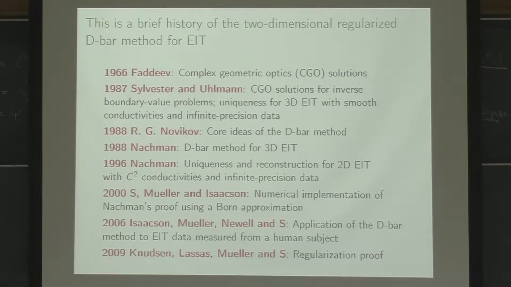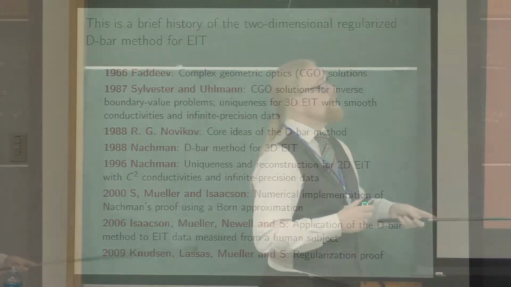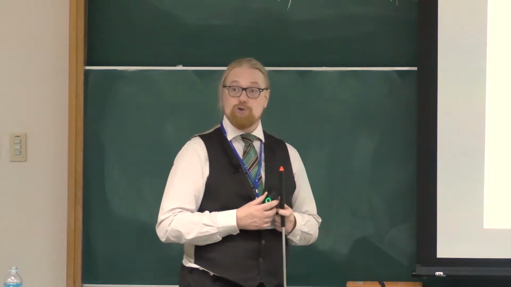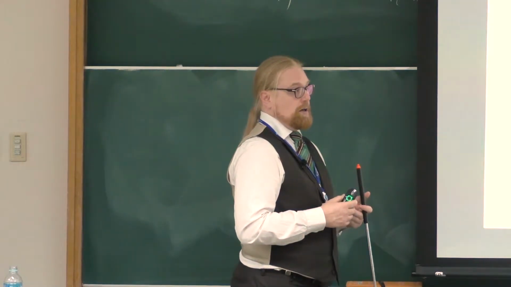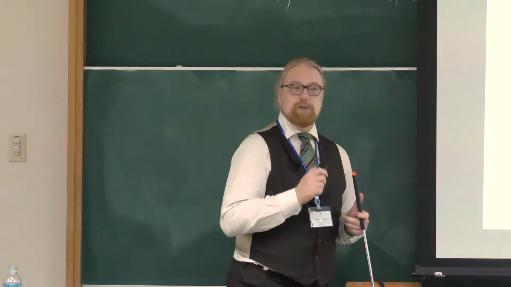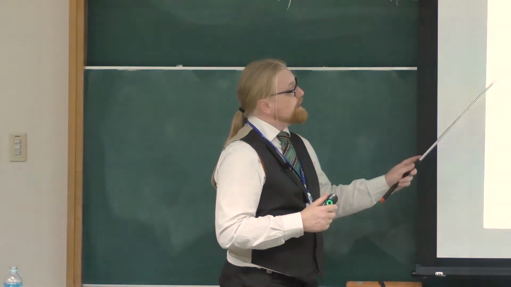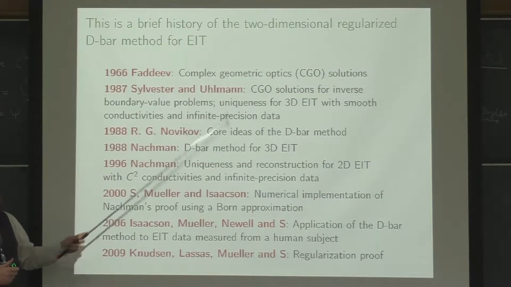This is a very, very nutshell history of the literature about this topic. Ludwig Faddeev, who actually died this year, a Russian mathematical physicist, wrote about these complex geometric optics solutions in his 1966 paper, which was maybe not completely rigorous mathematically, but the idea was there. And then John Sylvester and Gunther Uhlmann brought this idea to the rigorous field of mathematical inverse problems. They defined the CGO solutions and were able to use them to show uniqueness in three-dimensional EIT, in the isotropic case.